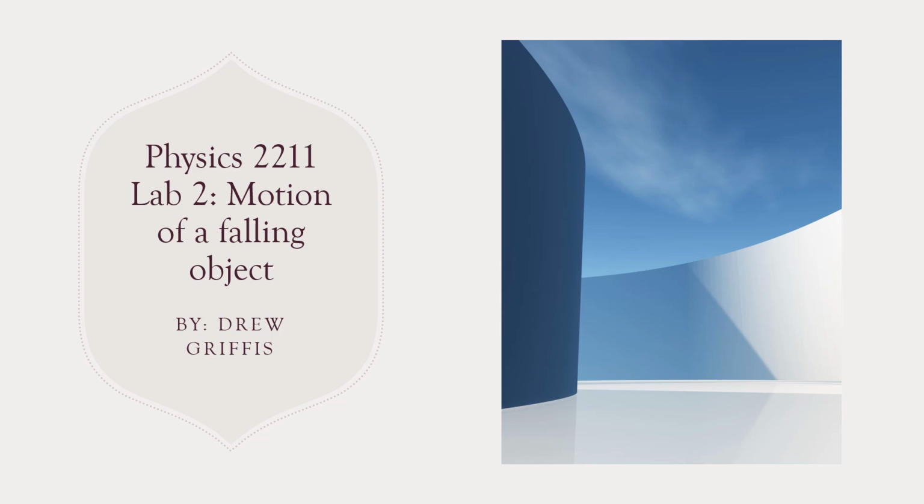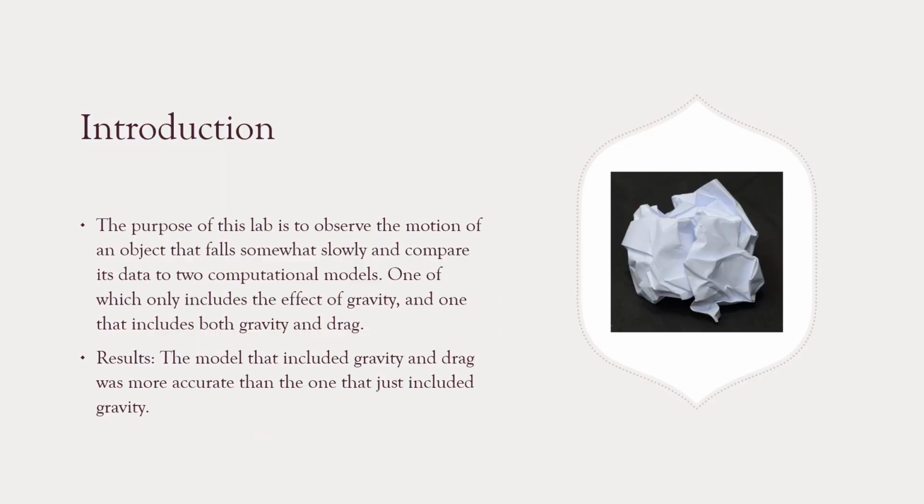Hello, my name is Drew Griffiths, and this is my presentation on the motion of a falling object for Lab 2 of Physics 2211. The purpose of this lab is to observe the motion of an object that falls somewhat slowly and compare its data to two computational models. One of these models only includes the effect of gravity, and one of them includes both gravity and drag.